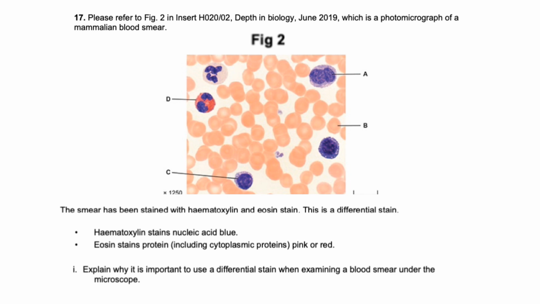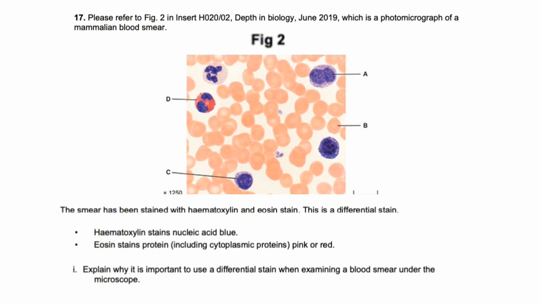I. Explain why it is important to use differential staining when examining a blood smear under a microscope. I made a video about microscopy in which I went into a bit of detail about differential staining. We know that differential staining allows us to see different components of the cell, like the cell itself or its organelles, and it also allows you to improve contrast. This question basically wants you to go into a bit of detail or explain it in context of the image.